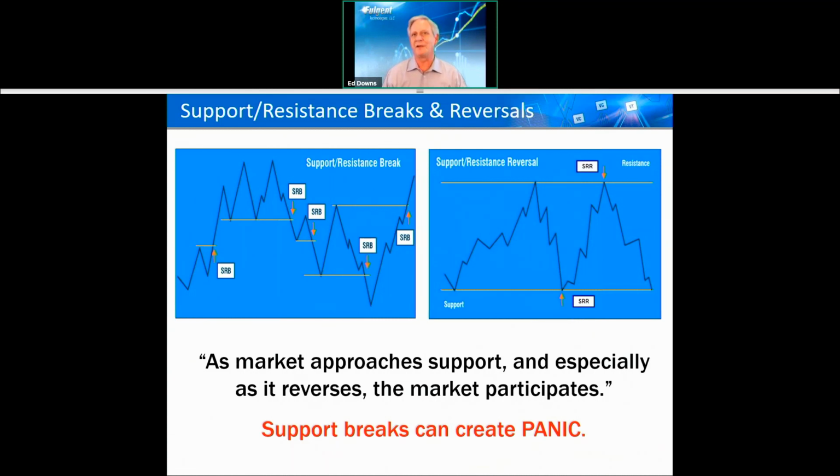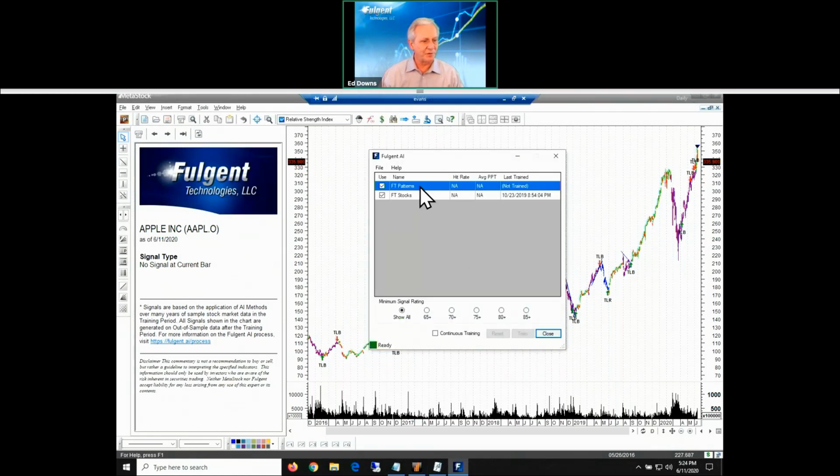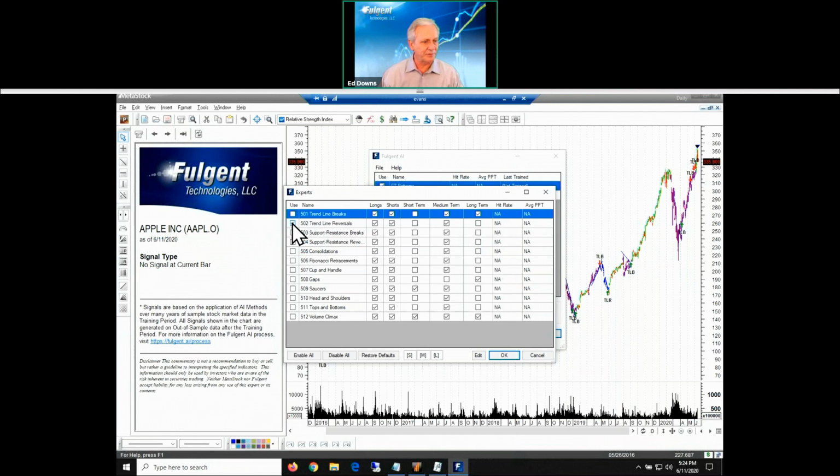And again, you want to see, does the market see it? Because we can find them all day long, but does the market see the thing? That's what's really important, and that requires you looking at it to determine that. But that's okay. All right, so now let's go ahead and go in here back to our Fulgent AI tool, and I'm going to turn off the trend line break and reversal, and turn on the support resistance breaks and reversals. I love this pattern.